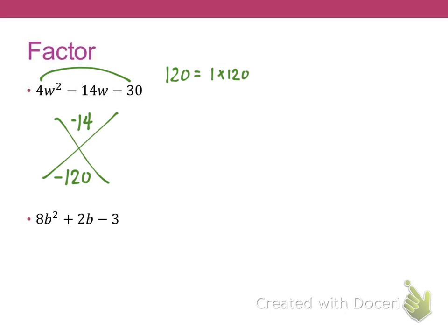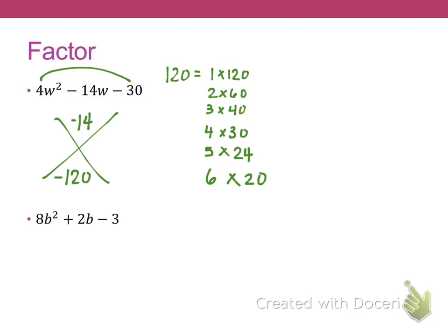So 1 times 120, 2 times 60, 3 times 40, 4 times 30, 5 times, what's 120 divided by 5? 25. 24, sorry, 24. 6 times 20. Okay. So let's stop there.